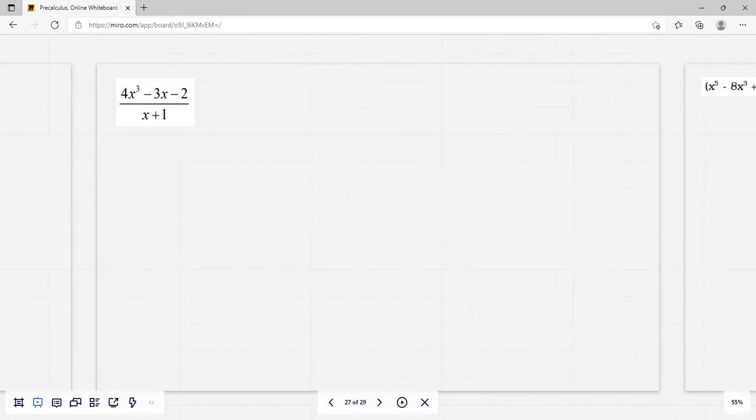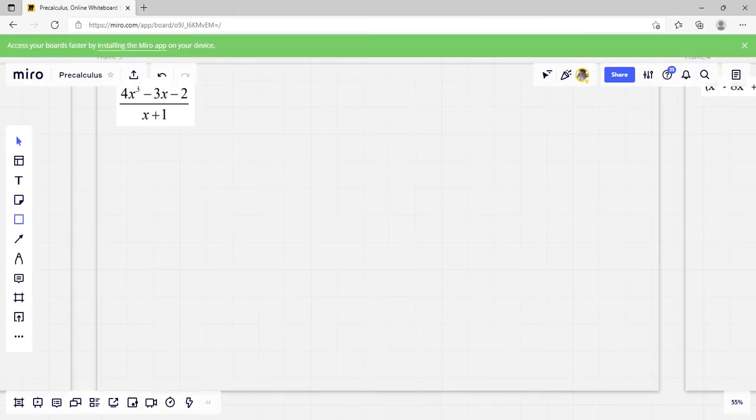Alright, this one's set up a little bit differently, but it means the exact same thing. This one has 4x to the third minus 3x minus 2 over x plus 1. This just means divided by. Right? So this one also is missing a term. So if we have 4x to the third, remember we have to write these in descending order. We do not have an x squared in this problem. Right? There's no x squared there.